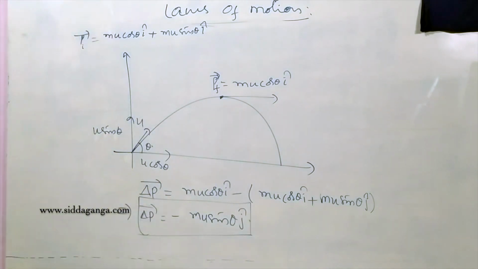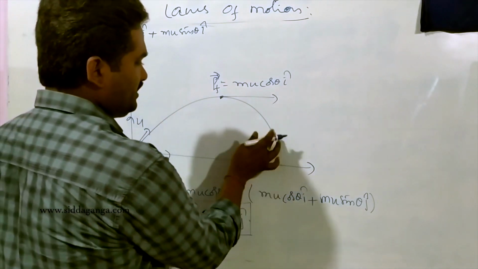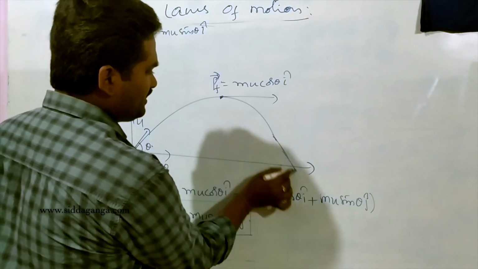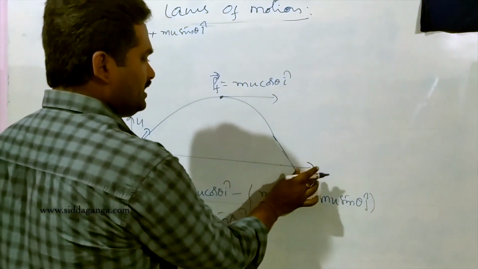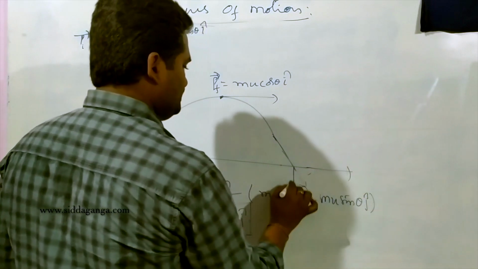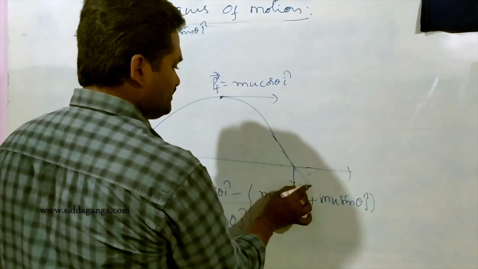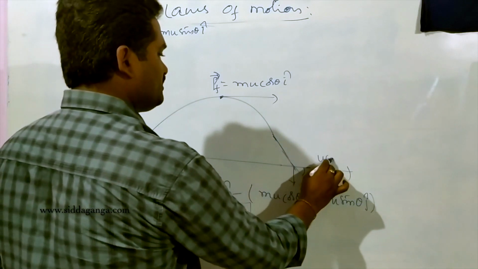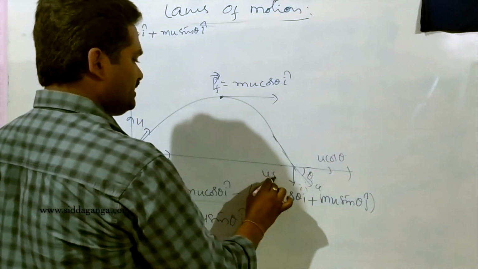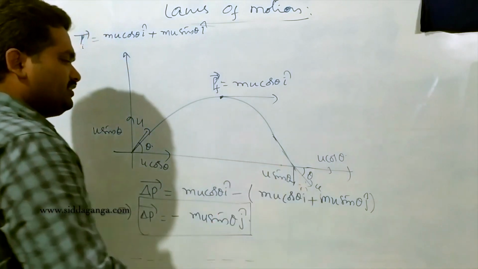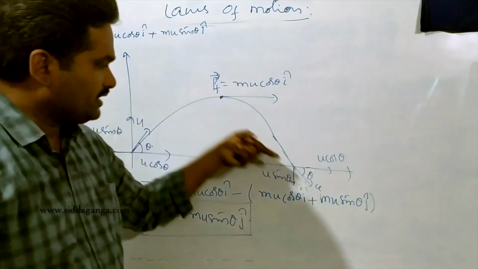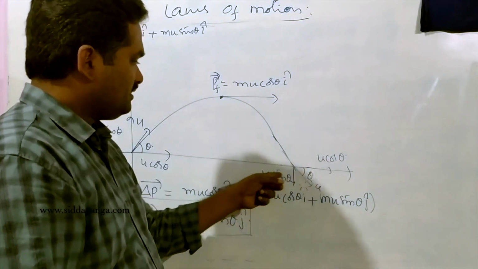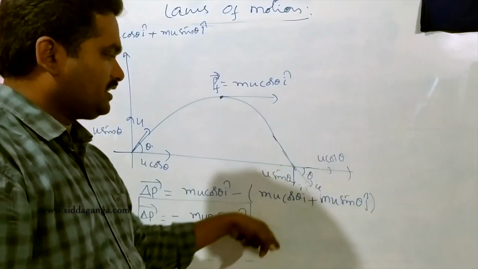Now during flight, what is the change in momentum they'll ask? During flight means during the time of flight. This is the point where it reaches the ground with a velocity. We are all aware from kinematics that it hits with a velocity u, once again making an angle theta. This component will be u cos theta, and this component is once again u sin theta itself. The magnitude of speed with which it hits the ground is the same as that at the point of projection. That's why mu cos theta and mu sin theta are the horizontal and vertical components.